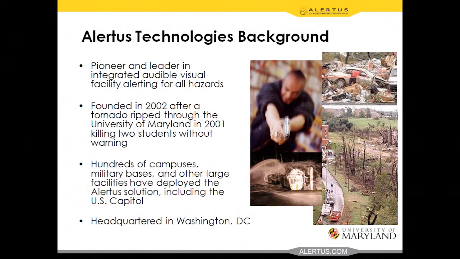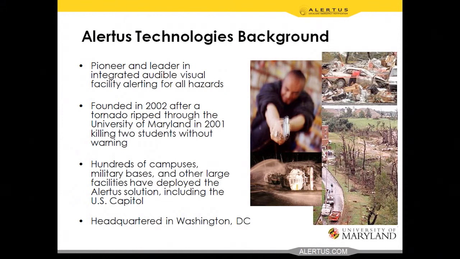So I'll jump in. Quick background on Alertus. We're a pioneer and leader in integrated audiovisual facility alerting for all hazards. What does that mean? We're going to get the message into your facility to the individuals that are located in your buildings, your campus, in a very effective means so that just from their being there, they're going to get the message. That means they don't have to be signed up for a list.